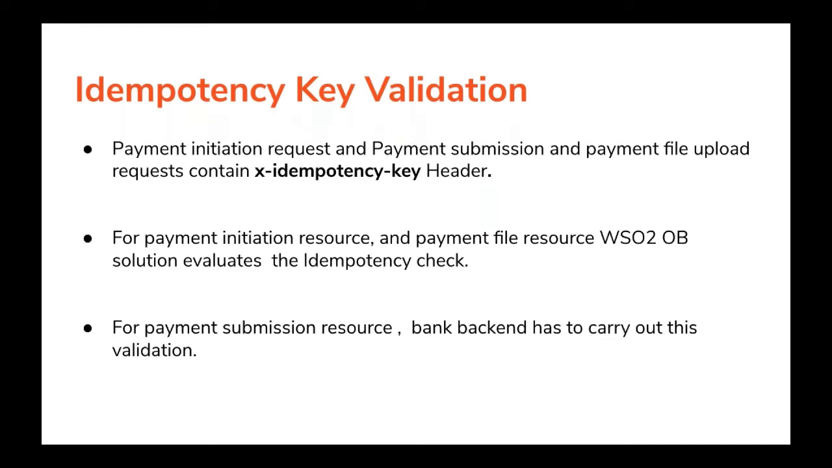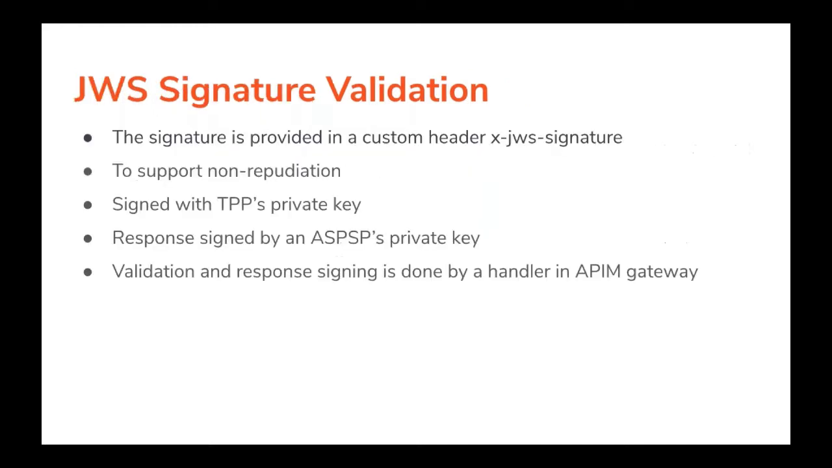However, for the payment submission request, the backend has to carry out this validation by keeping a mapping between the consent ID and the interpretation key for the submitted payments. So then we have JWS signature validation. In one of our previous webinars on API security, we discussed more details about this.